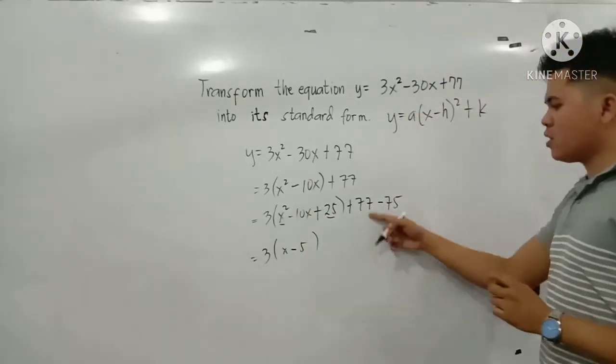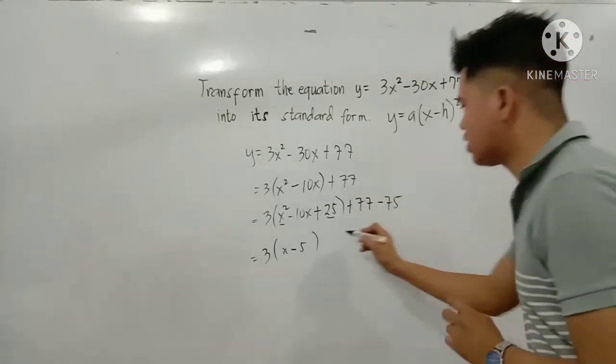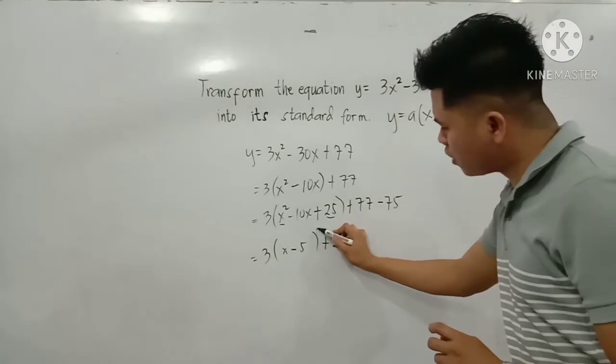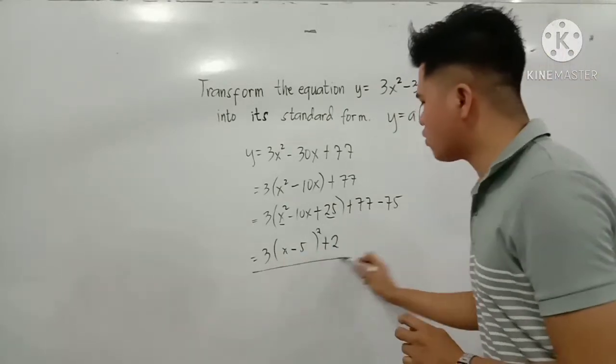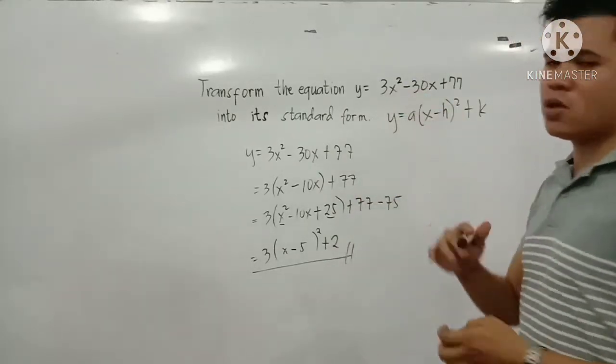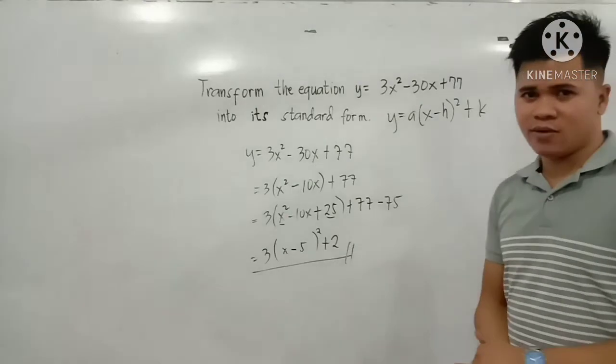Then simply combine this one. 77 minus 75 will give us positive 2. Then we will just write here this square. And this is the standard form of this given quadratic equation. So I hope this is clear.